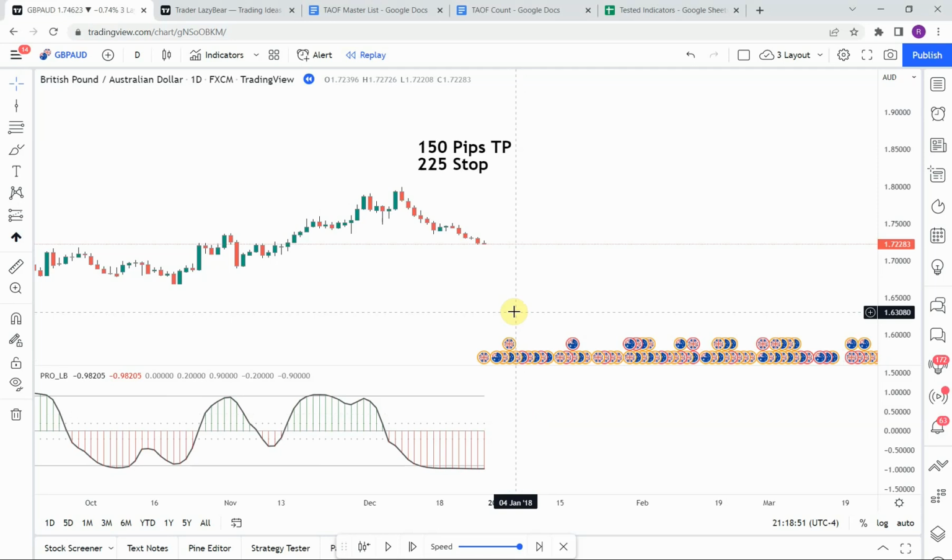Today we will be testing the Premier RSI Oscillator.